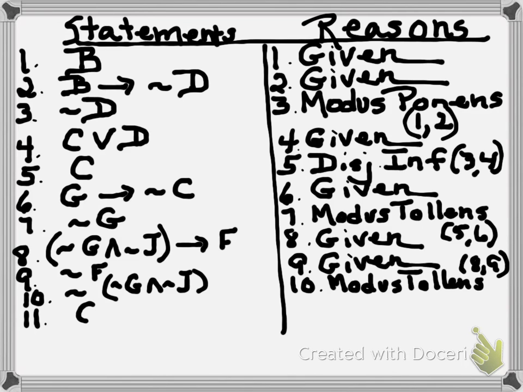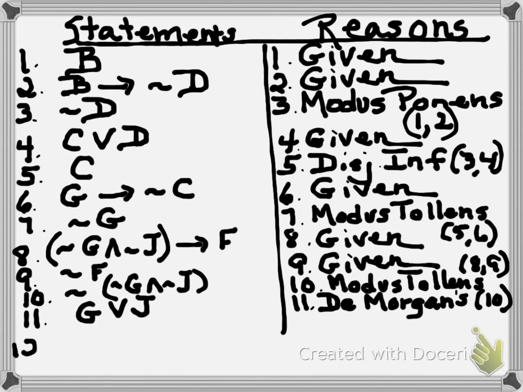Not G is G. A conjunction becomes a disjunction by De Morgan's. And not J is J. And that's De Morgan's only on line 10. Now, I'm going to take line 7 together with 11. So I have G or J in 11. And in line 7, I have not G.